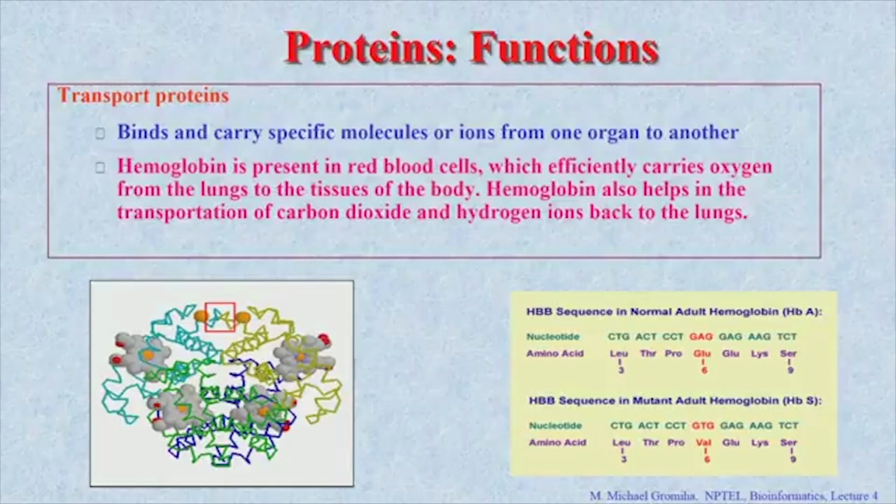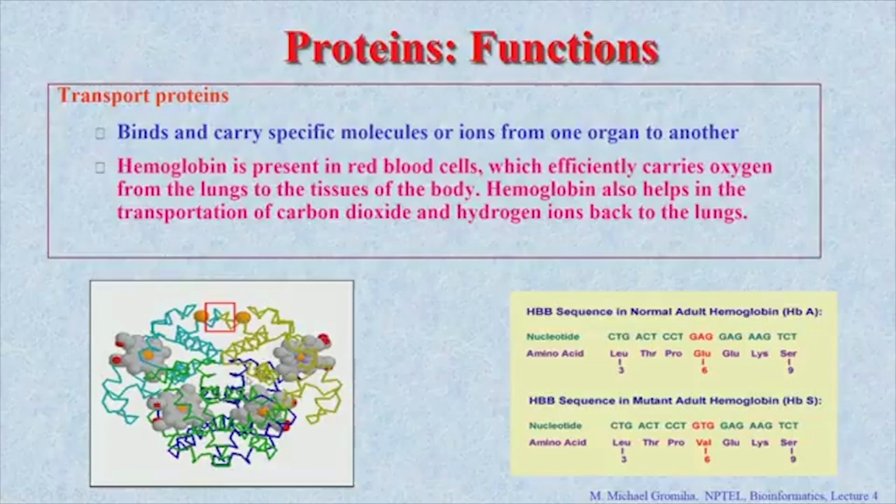Hemoglobin, right? Here hemoglobin is present in red blood cells, which efficiently carries oxygen from the lungs to the tissues of the body. Then hemoglobin also helps in the transportation of carbon dioxide and hydrogen ions back to the lungs. So this is the protein, right.